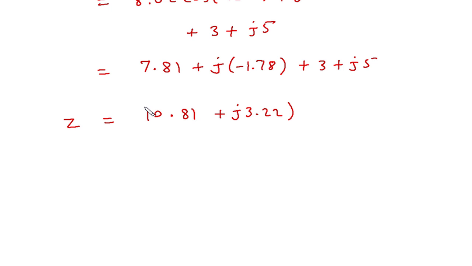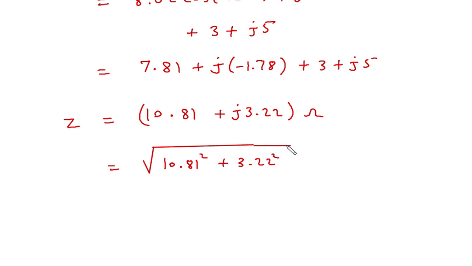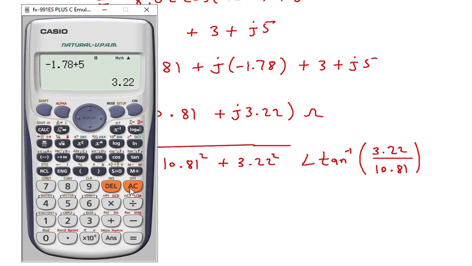Now it is again in rectangular form. We can further convert this into its equivalent polar form. So it will be under root of 10.81 square plus 3.22 square, at an angle of tan inverse of 3.22 divided by 10.81. So under root of 10.81 square plus 3.22 square is 11.27.